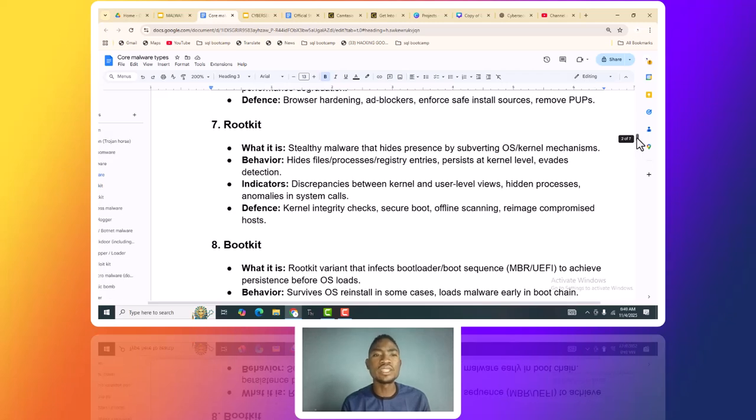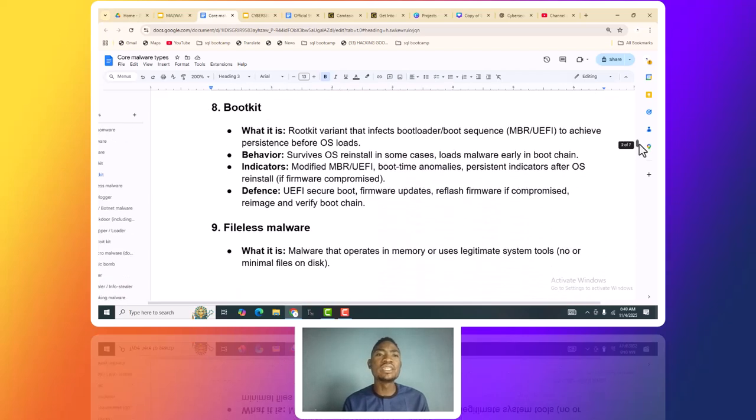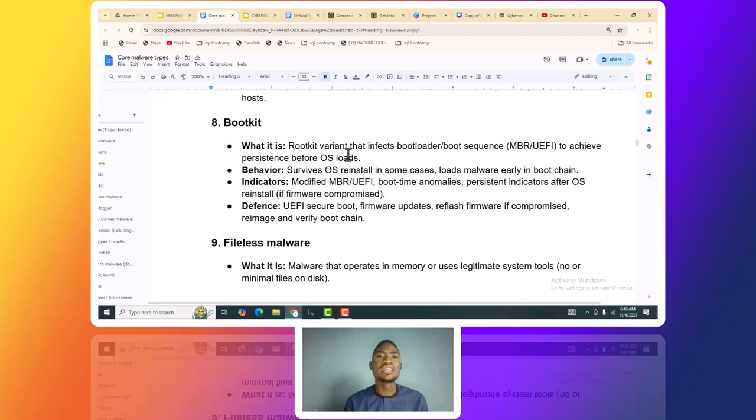Another one is called bootkits. There's a difference between a bootkit and a rootkit. Bootkit is actually a rootkit variant that affects the bootloaders and even the boot sequences, to achieve persistence before the operating system even loads. This is also a rootkit, however this one focuses on the bootloaders. Some of the behaviors of bootkit are that it survives OS reinstall in some cases and loads malware earlier in the boot chain, before you even launch your system.